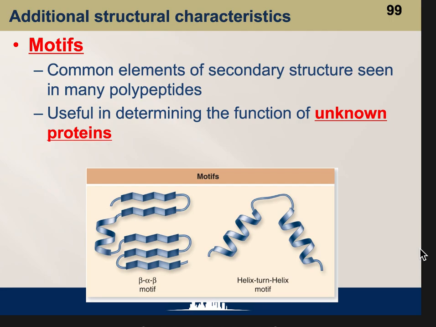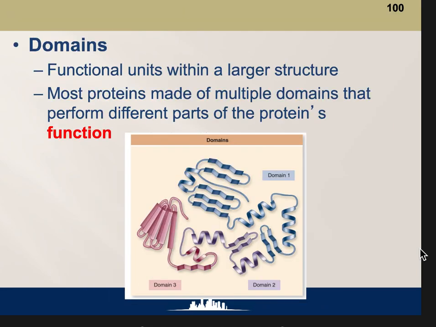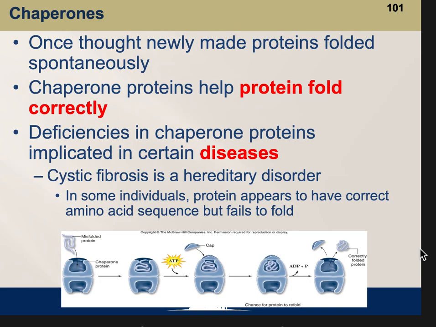Then we have motifs, and this is where we have different elements of secondary structure seen and used in many polypeptides, and it's useful in determining the function of unknown proteins and being able to study that. And then we have domains, multiple domains that perform different parts of the protein's function. And then we also have chaperones, and chaperones will help proteins fold correctly.